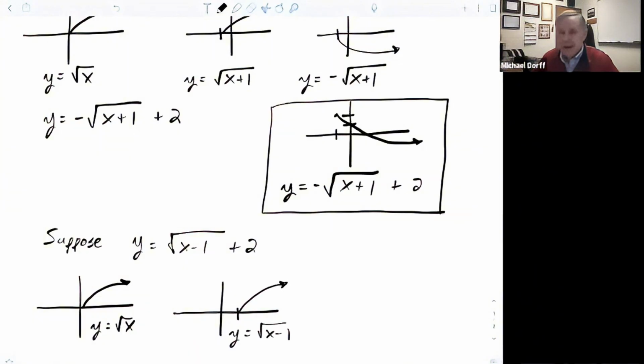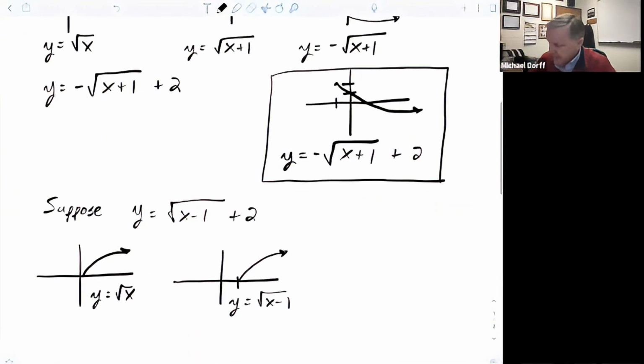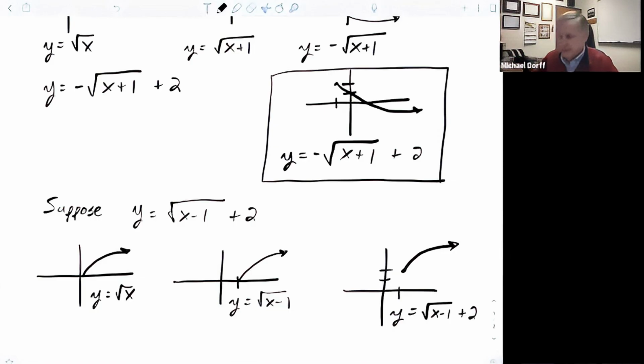And then finally, I have the plus 2. So I take this last graph that I did, and I move it up 2, and it's going to look like this. And so that's y equals square root of x minus 1 with a plus 2 at the end.